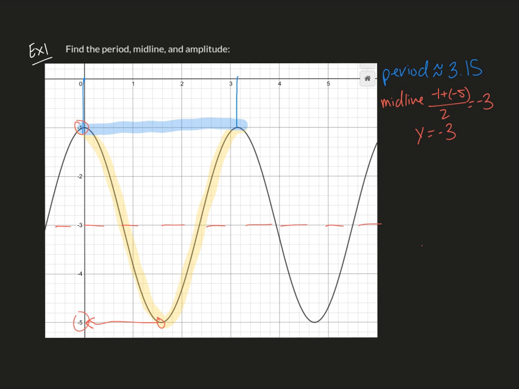And the last thing is the amplitude. Remember, the amplitude is the distance from either the minimum or the maximum to that midline. So this distance right here, it goes from a -1 to a -3. That is a distance of 2. So my amplitude is 2.